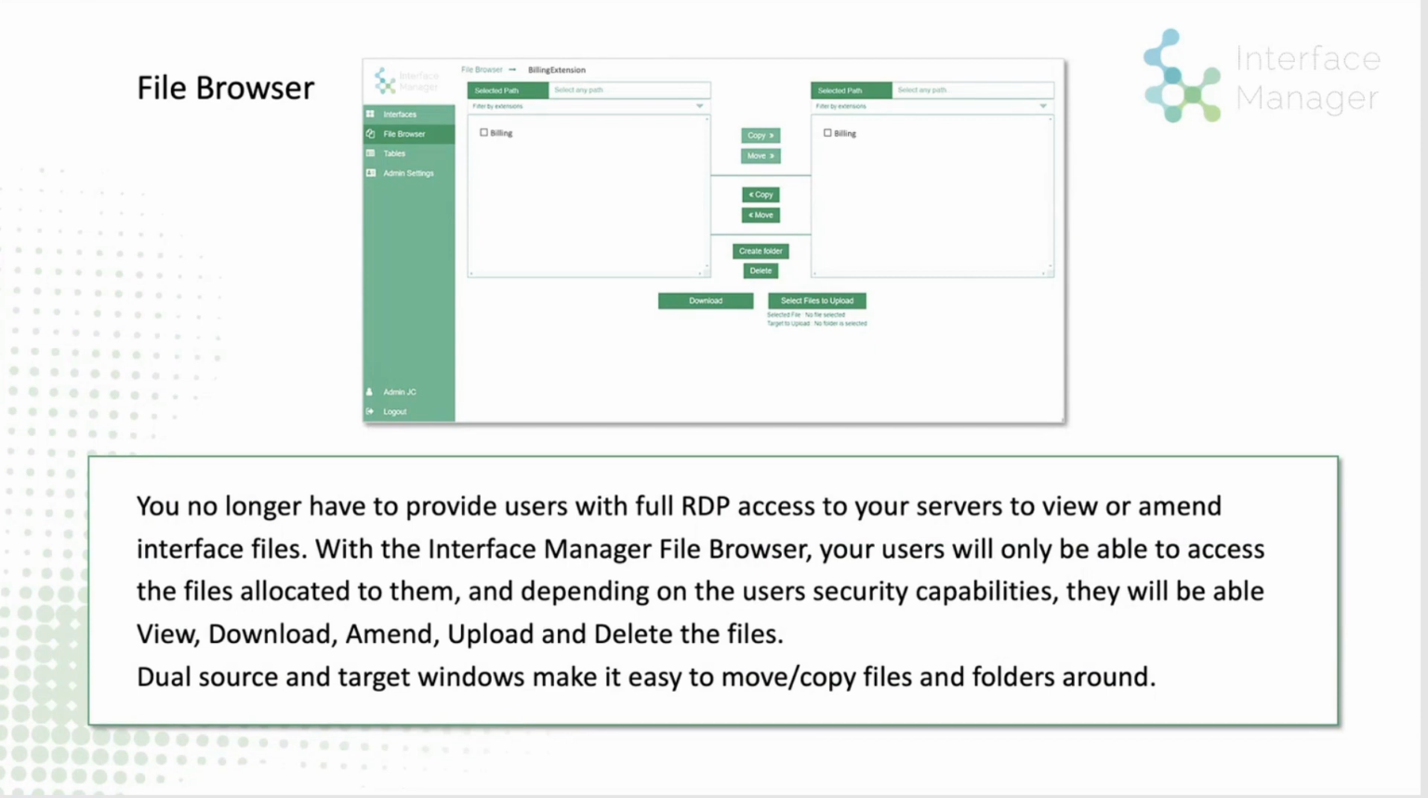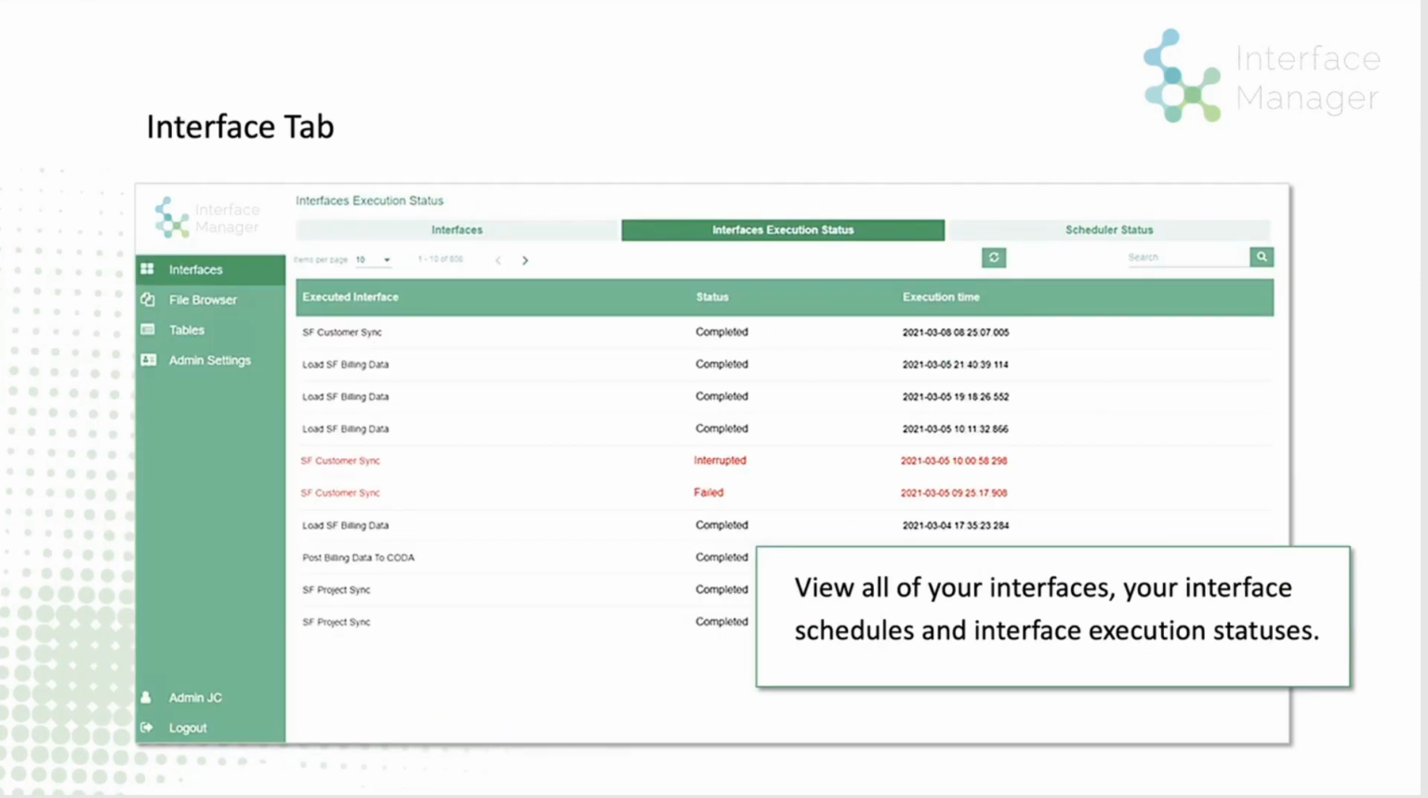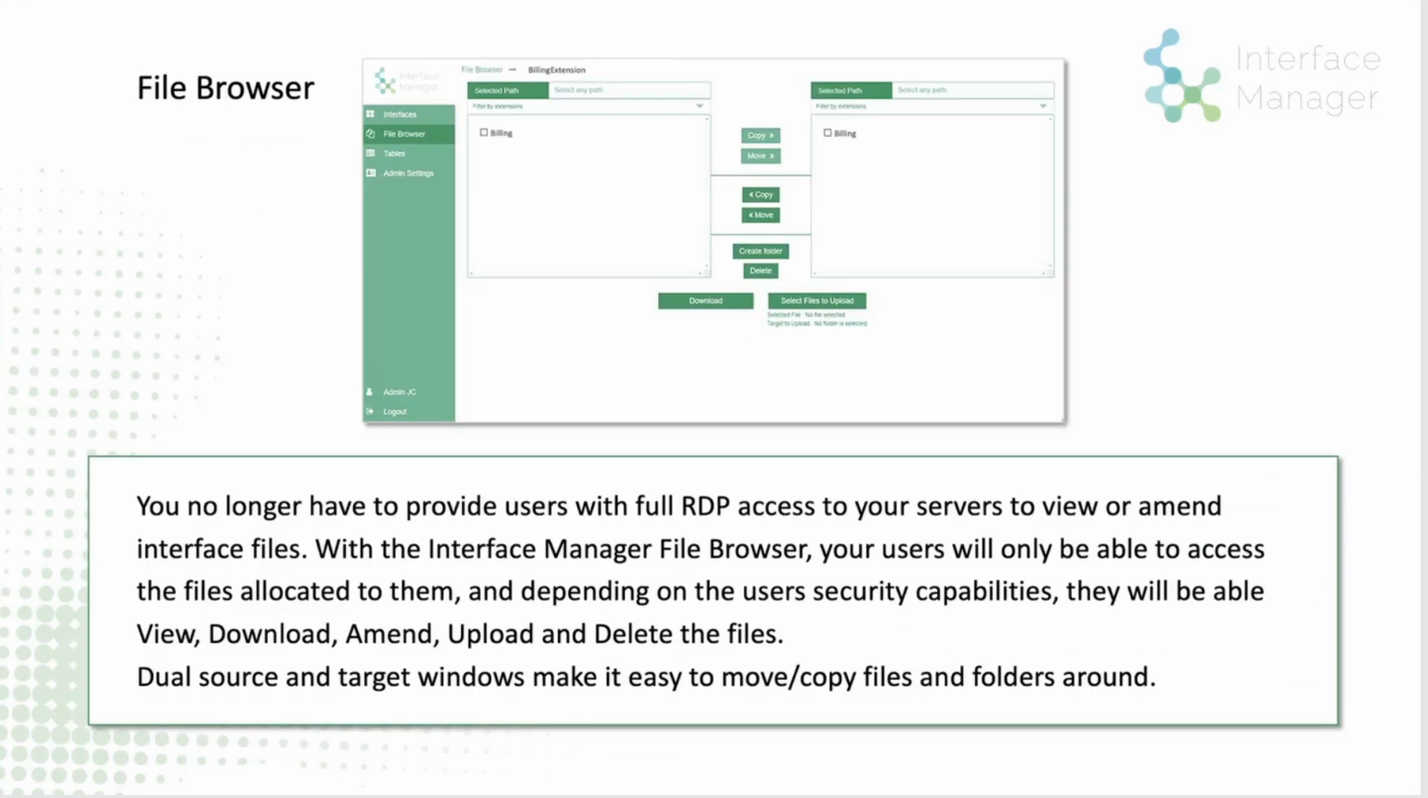Before I go to the next one, I just wanted to mention another thing. On the right-hand side, you see scheduler status. There is a separate page later in the presentation, but just to complete this page, if you go onto the scheduler status page, you will also see how many interfaces are scheduled to run. That's possible as well, but I'll explain later in the presentation. Now, file browser functionality.